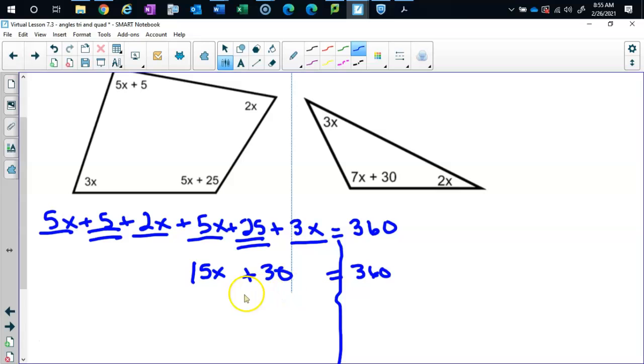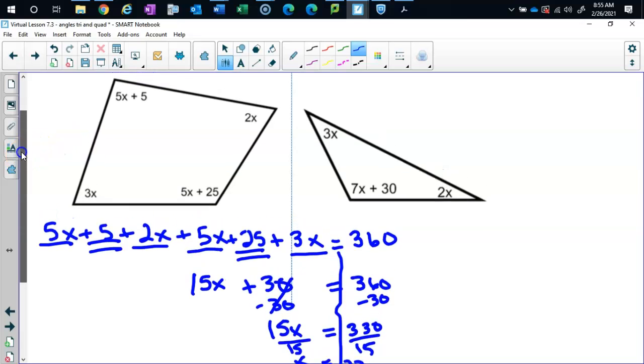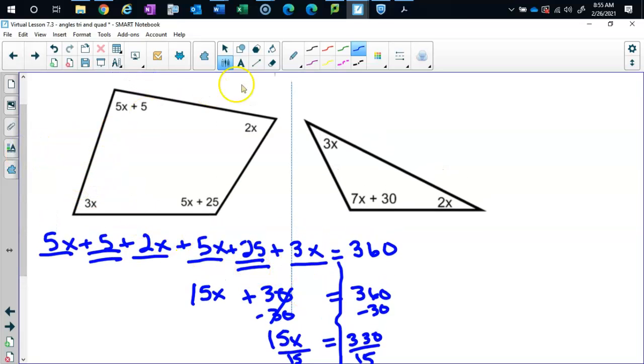Now, we're solving our equation. Subtract 30 from both sides. And I get 15x equals 330. Divide both sides by 15. And we end up with x is 22. Now, guys, that is what we got for x. I'm going to ask you then to use x. We found x to be 22. To go back and find the missing angles.